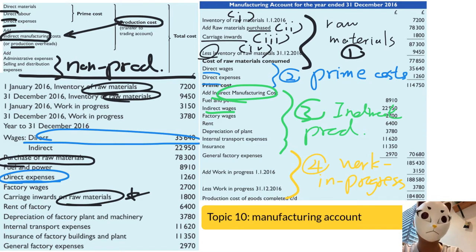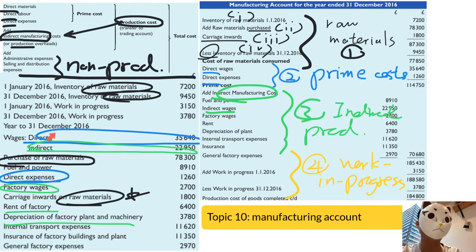The third one is the indirect one. We have to add up all the indirect costs, including factory wages, rent, depreciation, and so on. This one, indirect wages, will be classified in the indirect cost. So direct wages here, indirect wages here. Maybe I'll mark down some arrows. This one is direct wages, and this one is indirect wages. So don't make a mistake.